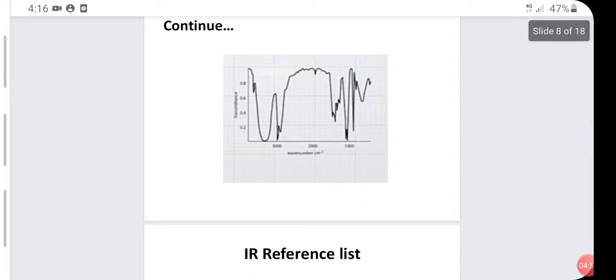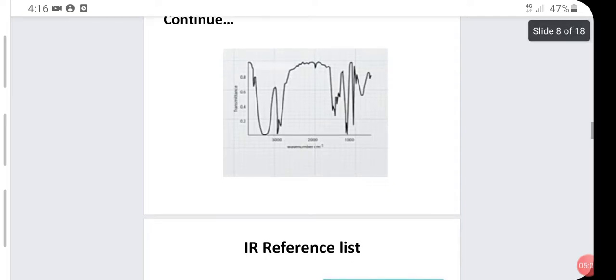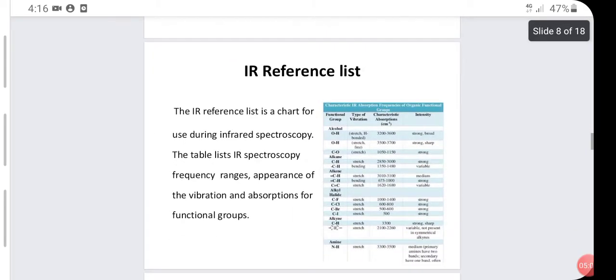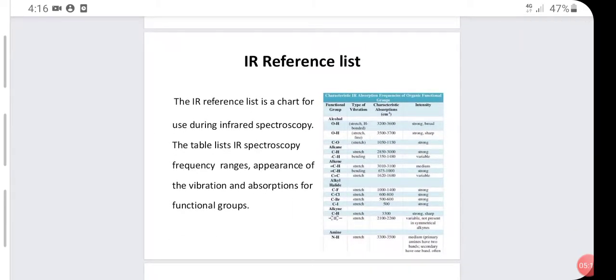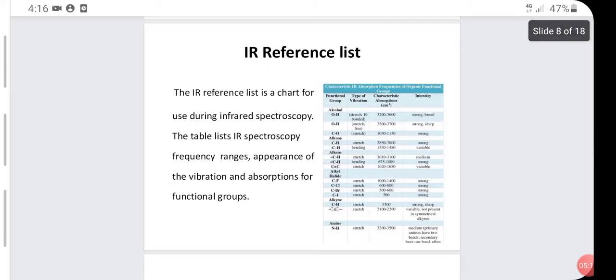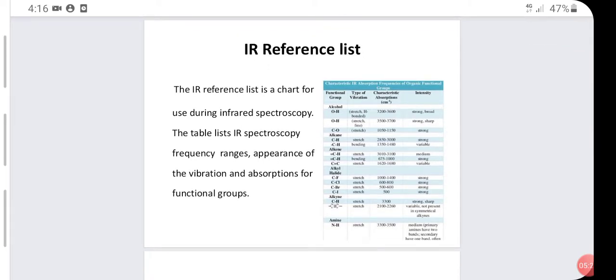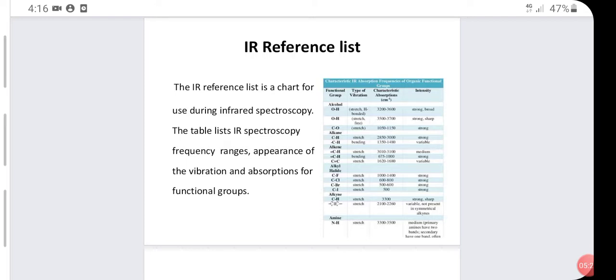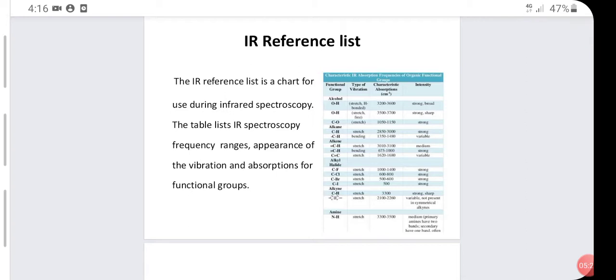All the peaks are present at specific wave numbers. These wave numbers are matched with the IR reference list to identify the functional group. This is the IR reference list. The IR reference list is a chart for use during infrared spectroscopy. The table lists IR spectroscopy frequency ranges, appearance of the vibration, and absorption for functional groups. You can see there is intensity, wave number, types of vibration, and functional group.